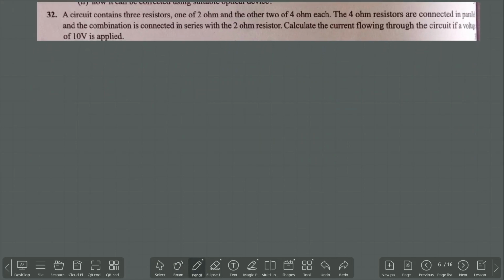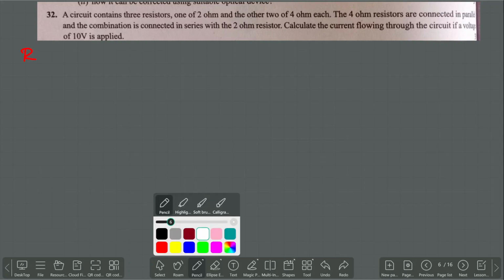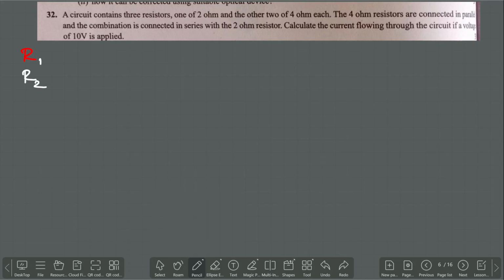A circuit contains 3 resistors. Totally how many resistors are here? 3 are there. So for convenience, let us write them as R1, R2 and R3. One has 2 ohm, so the 2 ohm resistor, and the other 2 have a resistance of 4 ohm. So this is the first half of the question.